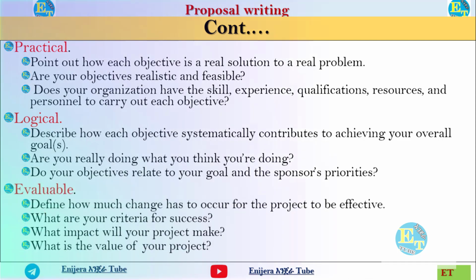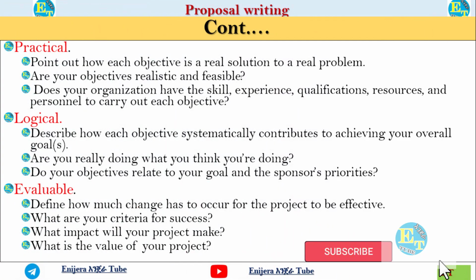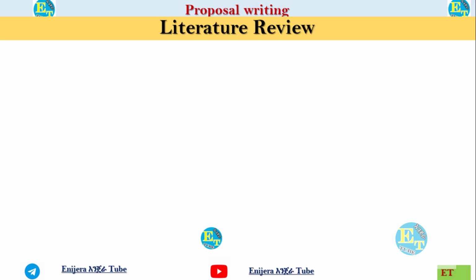And the other is evaluable. Define how much change has to occur for the project to be effective. What are your criteria for success? What impact will your project make after you finished your project? What is the value of your project? Value ምንድነው? So the specific objective must be simple.